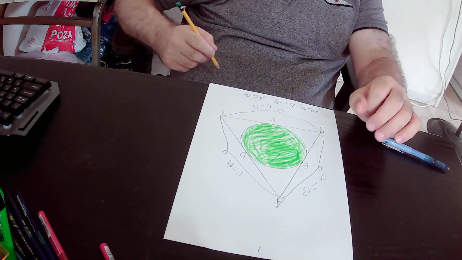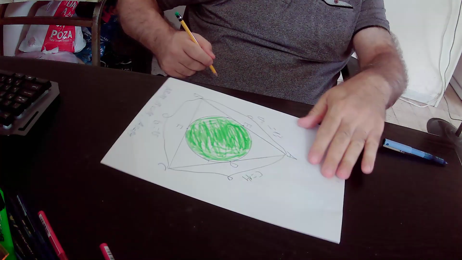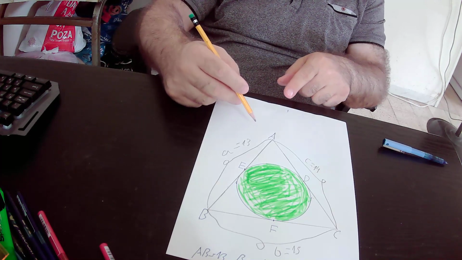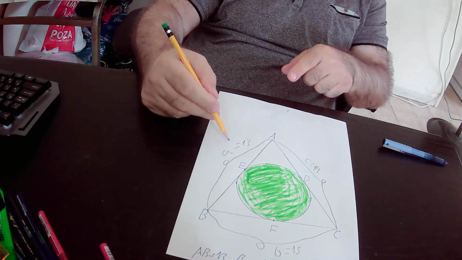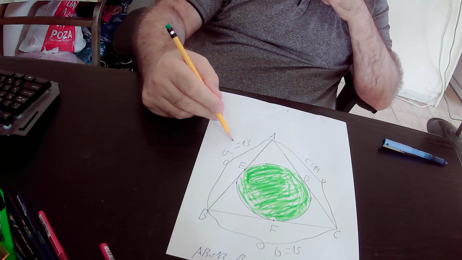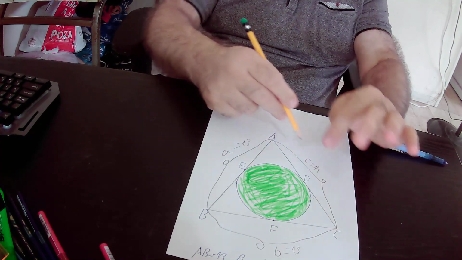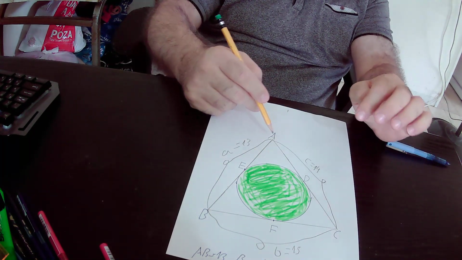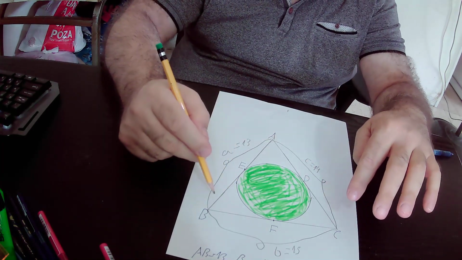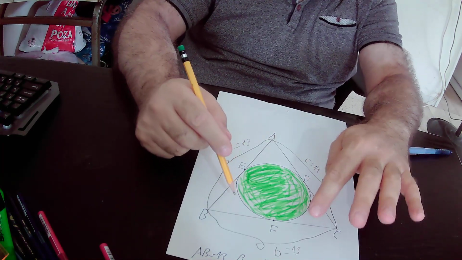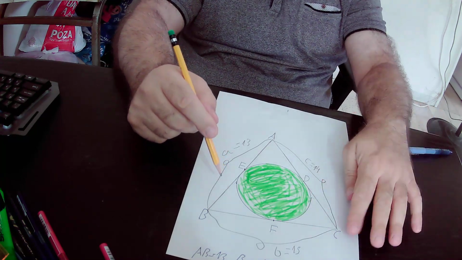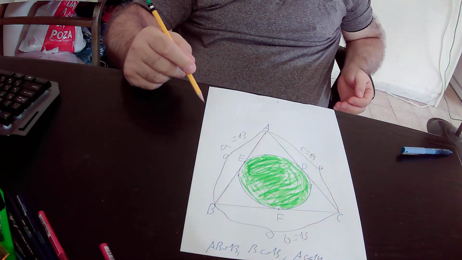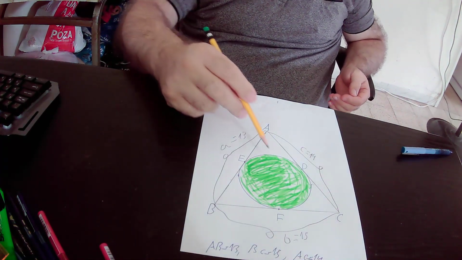Okay, so we know that AB equals A, that equals 13 units, AC equals C, that equals 14 units, and BC equals B, that equals 15 units. Okay, and we want to find out the area of the green circle.